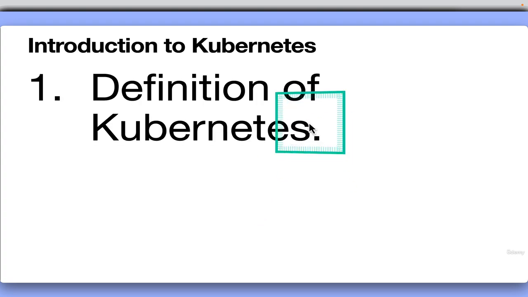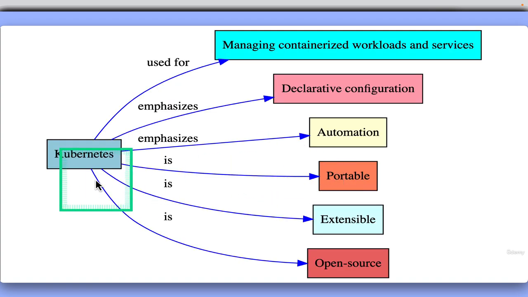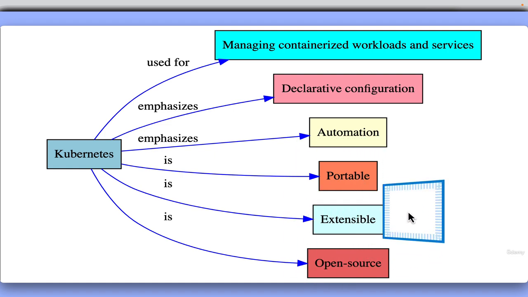So, introduction to Kubernetes. Kubernetes is a portable, extensible, open source platform used for managing containerized workloads and services, emphasizing both declarative configuration and automation. Kubernetes boasts a large and rapidly growing ecosystem. Its services, support and tools are extensively available due to its open source nature. Kubernetes is used for managing containerized workloads and services. It emphasizes declarative configuration, emphasizes automation, is portable, extensible and open source.